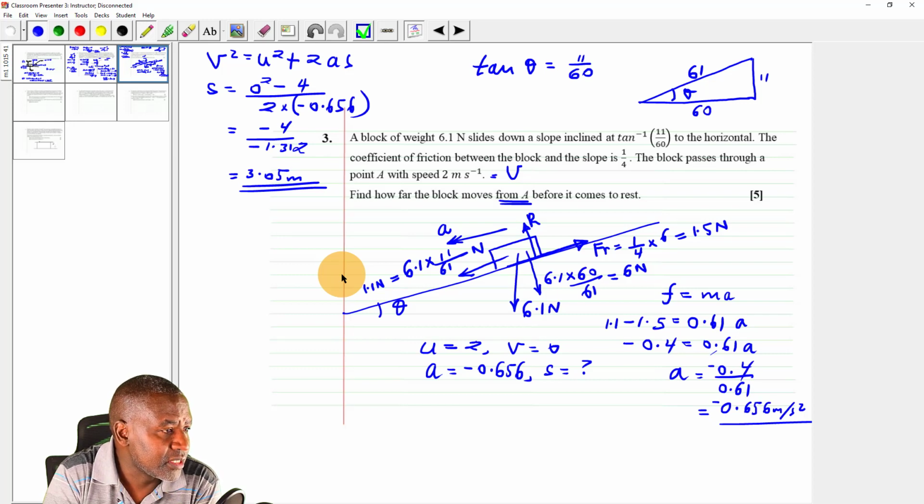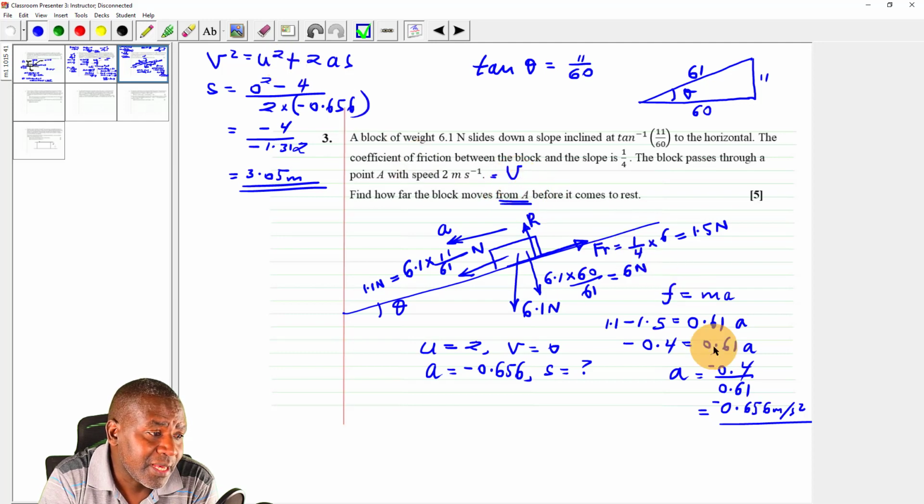The other one is this: consider all the information that is given in order to be able to work out what you need. You need to ask yourself, why is the coefficient of friction given? That means Fr is equal to mu R is required. Why have I been given the speed at a point? There were two reasons why this one was given: to enable you to use the third equation of uniformly accelerated motion, and to enable you to calculate acceleration at that particular point.